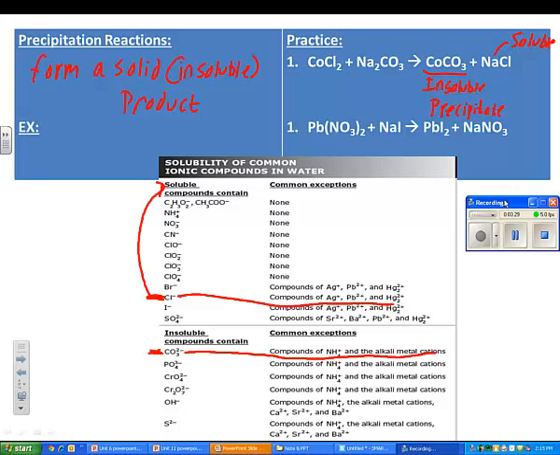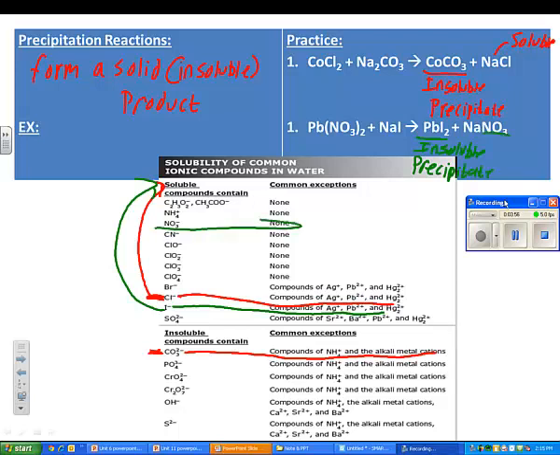Next one, lead-2 nitrate reacts with sodium iodide to form lead-2 iodide. So let's check that one first. I'll do this one in green. Iodines tend to be soluble unless they're with silver, lead, or mercury. So that one is insoluble, which means that one is a precipitate. Whereas NaNO3, nitrates are soluble with no exceptions. So that one is always soluble.